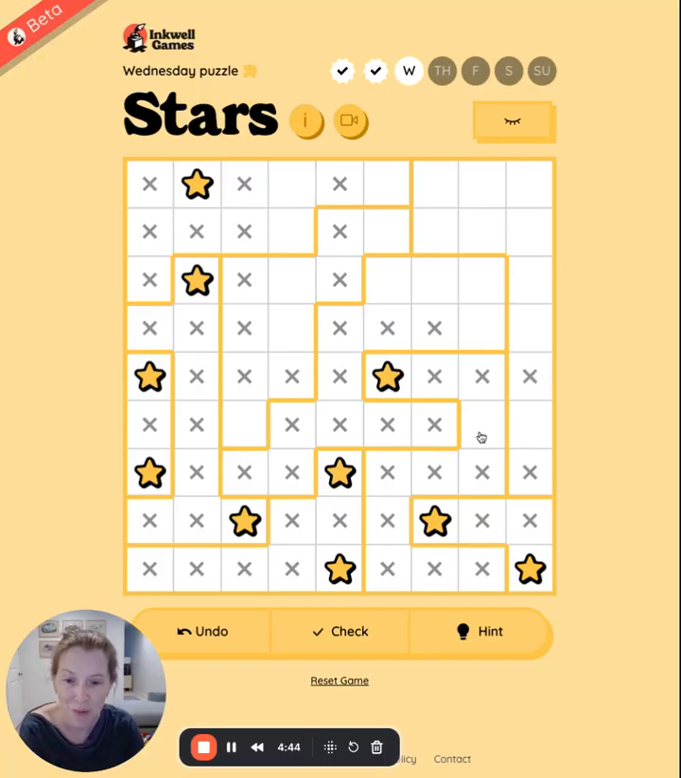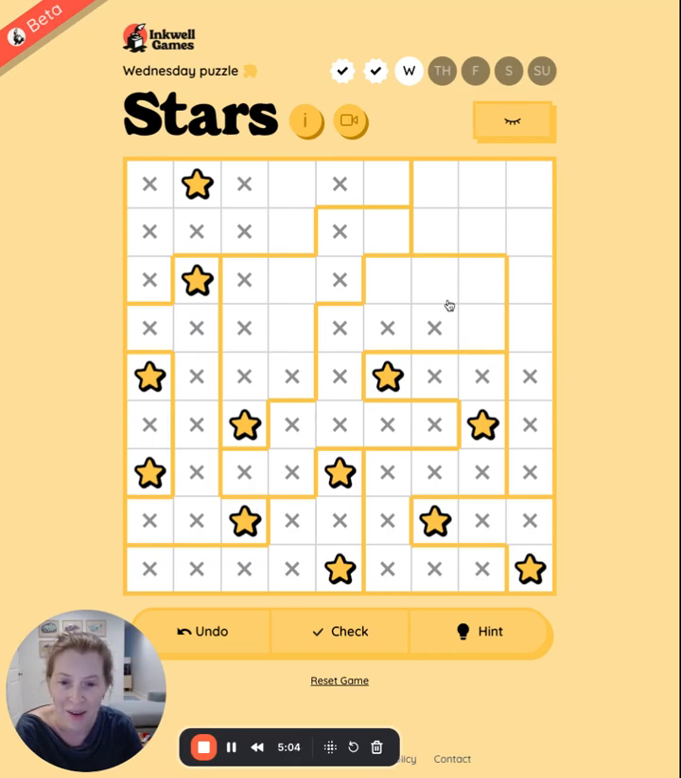This region now only has 1 option remaining. I'll place a star. I'll cancel out the touches. It's not the second star in this row, but there now only is 1 option left in this row, and actually this column as well, so I can place a star here. That's that row, that's that column.